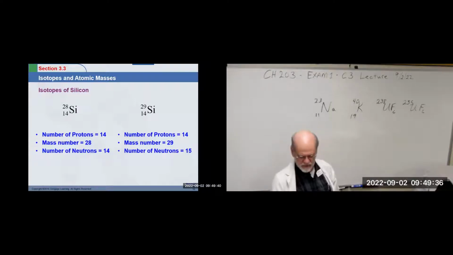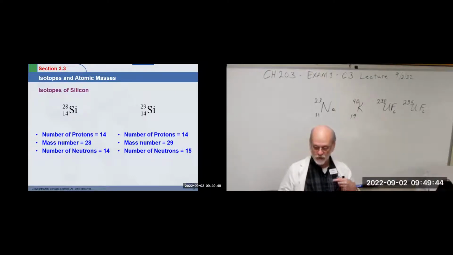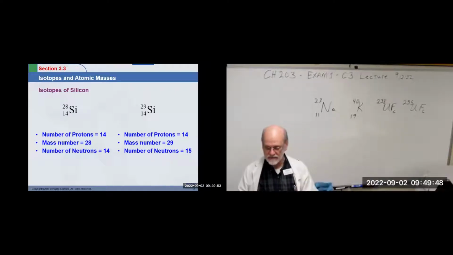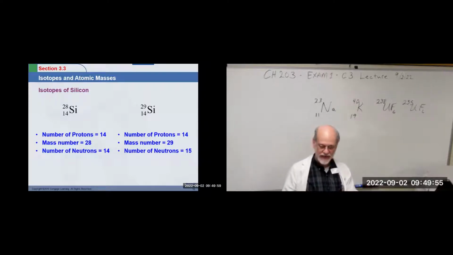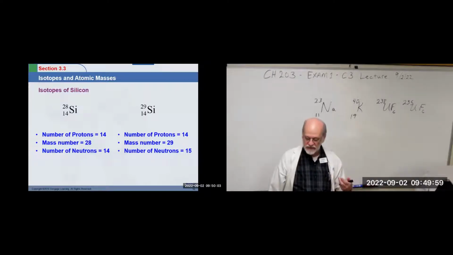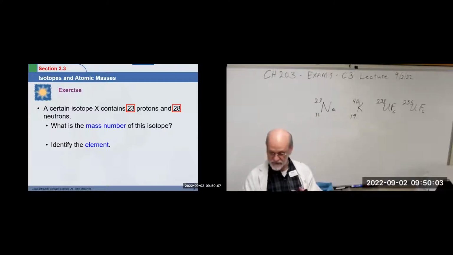That's right. I was looking at sulfur for a second. Silicon has 14 protons. And one isotope has 28 nucleons, we call them. Could be a proton or a neutron. And the other one has 29. So that means the first isotope has 14 and the second isotope has 15 neutrons. So they're the same element, different isotopes.